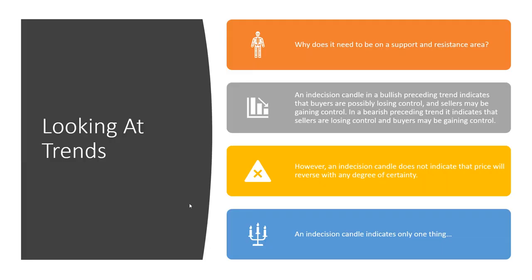Why does it need to be on support or resistance? The indecision candle in a bullish preceding trend indicates that buyers are possibly losing control and sellers may be gaining control. And a bearish preceding trend indicates sellers are losing control and buyers may be gaining control. However, an indecision candle does not indicate that price will reverse with any degree of certainty. It only indicates one thing, and that's indecision.